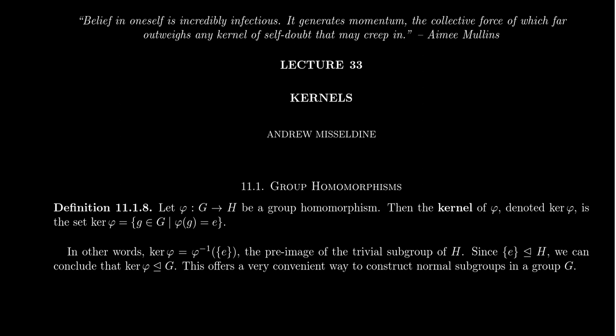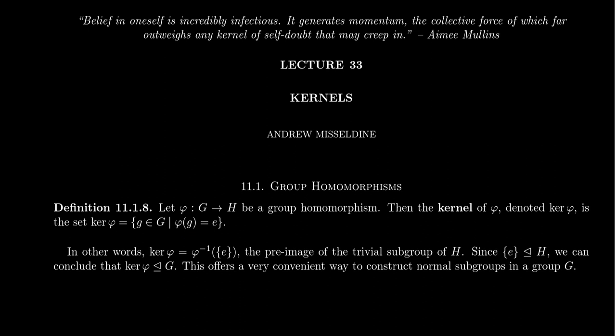We define the kernel of phi, which is typically denoted K-E-R of phi, which honestly is actually a built-in LaTeX command, assuming you use the AMS math packages, just backslash ker, and then you can use backslash varphi if you want to get that symbol right there. All right, so the kernel of phi is defined to be the set of all elements g inside the domain such that the image maps to the identity of H. So we're looking for those elements which map to the identity under this group homomorphism.